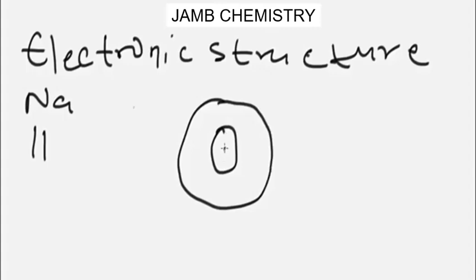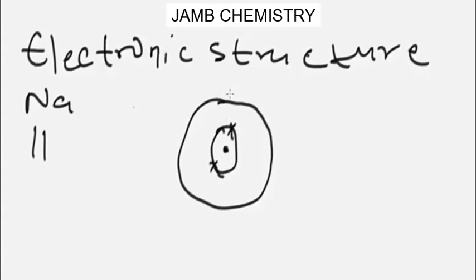So this is the first shell. It has the nucleus at the center, which is made up of protons and neutrons. So as we all know, the first shell contains a maximum number of what? 2 electrons. It is called the duplet shell. So you put 2 electrons here, remaining 9.